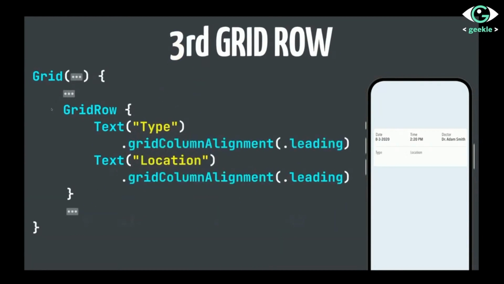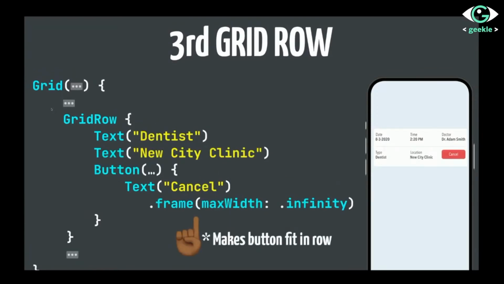And let's look at our third grid row. We have type and location. And basically, we're doing the grid alignment to leading just like we did above. And then finally, we just add the 2 text views, and we add our button. And the key here is we give the frame max width for our button inside of the text. This will give us the ability to, when we rotate a device or go to a larger device, have the button fill the entire column rather than staying small. So this makes it really easy for us to work on any device, any rotation, and it really does make things simpler.